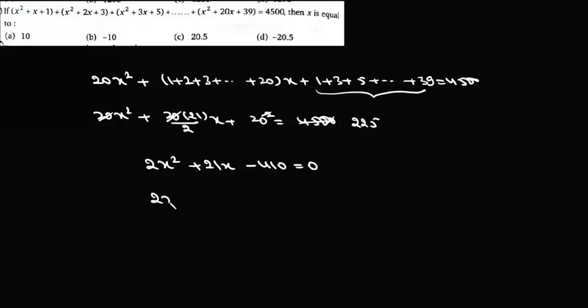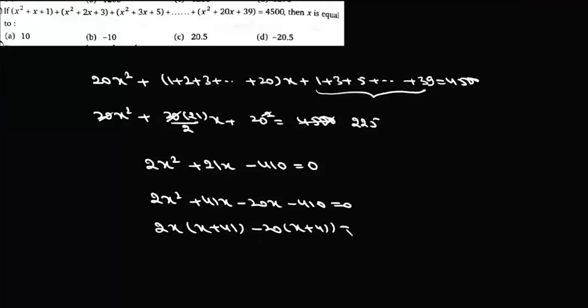Now we can write this as 2x square plus 41x minus 20x minus 410 equals 0. So this is 2x, x plus 41, and this is minus 20, x plus 41 equals 0. So the value of x is either 10 or the value of x is minus 41. So in this case, the only possible value of x is plus 10, and that's your option A.